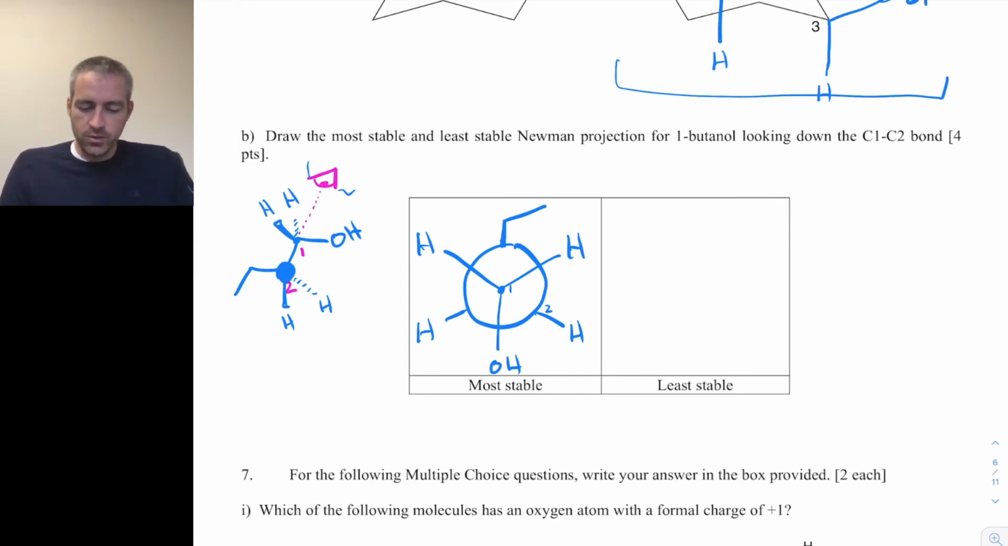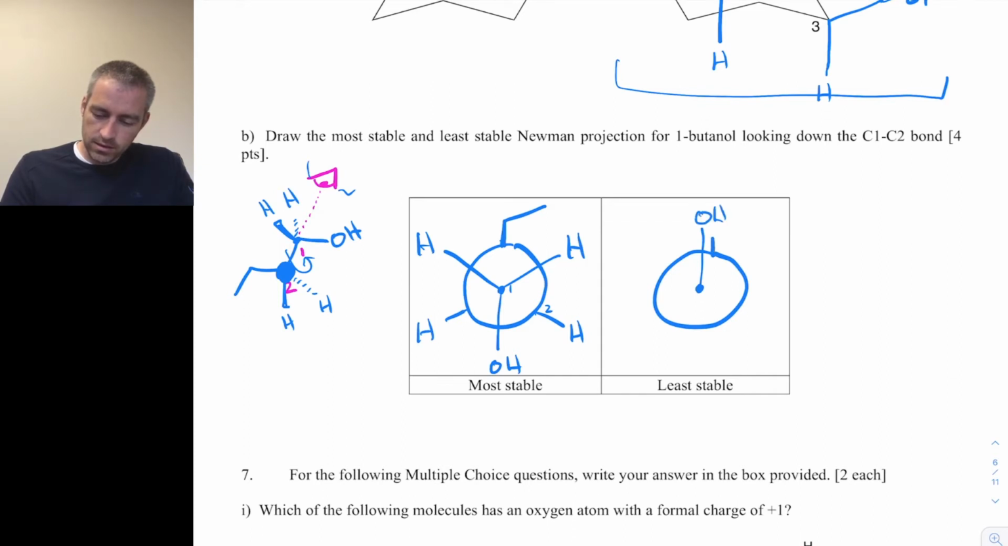Least stable, basically what we're going to be doing is rotating around that carbon 1, carbon 2 bond to an eclipsed conformation, and the worst is when the 2 groups are very close to each other. So that's going to look again like this, and if you have the OH up here and the ethyl group pointing in the same direction, this is going to be the worst, the least stable conformation.